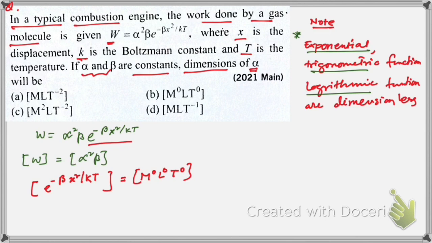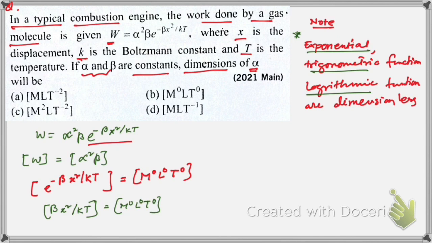So that means we can say that beta x square by kT is also dimensionless, M to the power 0, L to the power 0, T to the power 0, right? And from here we're going to find the dimension of beta. We're going to find the dimension of beta. So how to find that?